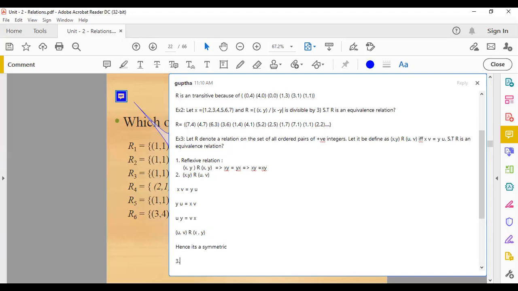And coming to the third one, we want to prove it is a transitive relation. Here they have given only two concepts. x is related to y.